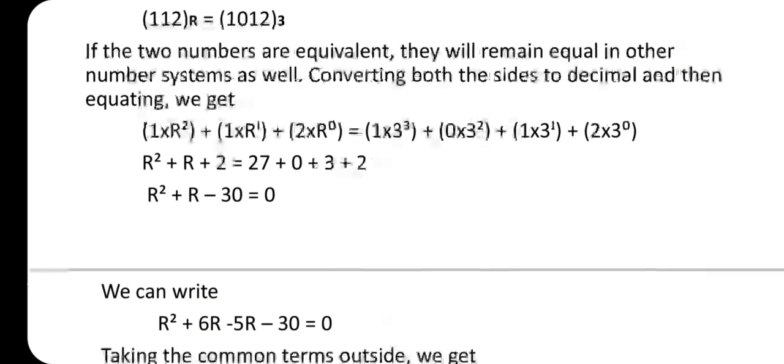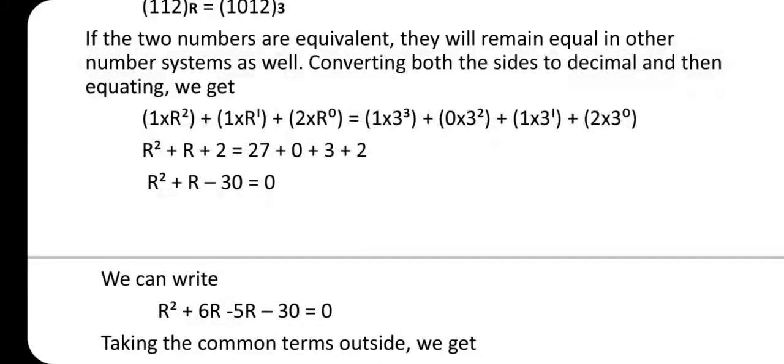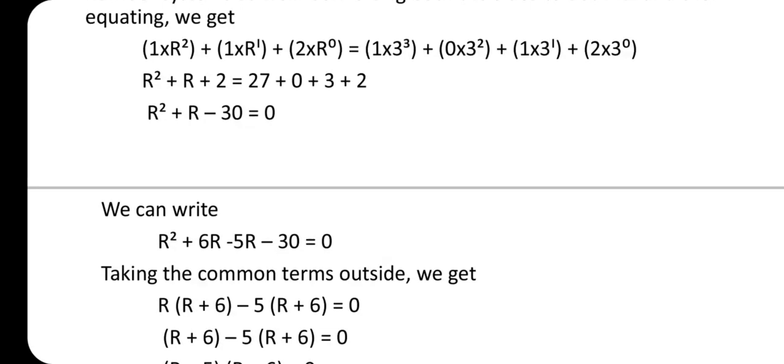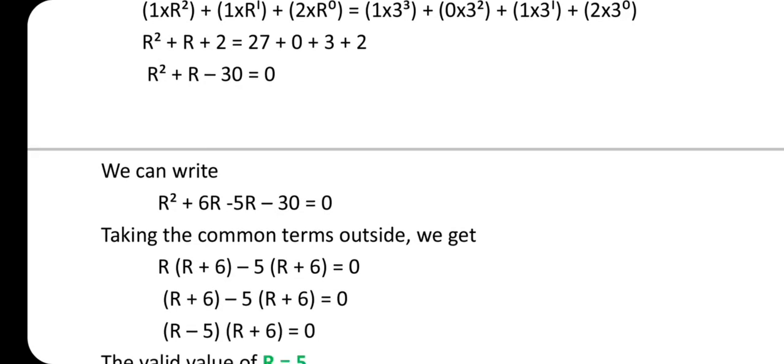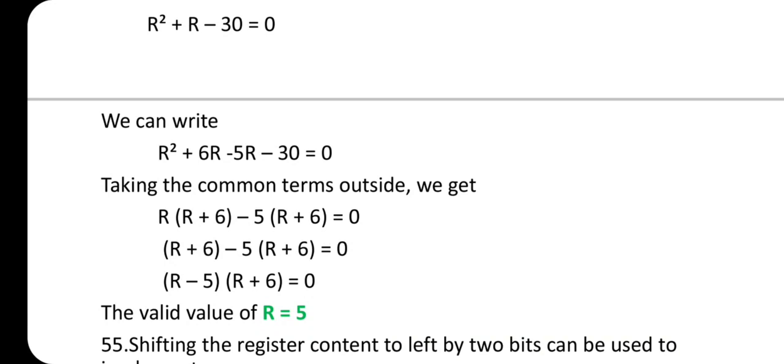equal to 27 plus 0 plus 3 plus 2, that is r square plus r minus 30, which is equal to 0. We can simply solve this quadratic equation by rearranging this. This r square plus 6r minus 5r minus 30 equal to 0. Taking the common terms outside, we get r into r plus 6 minus 5 into r plus 6.